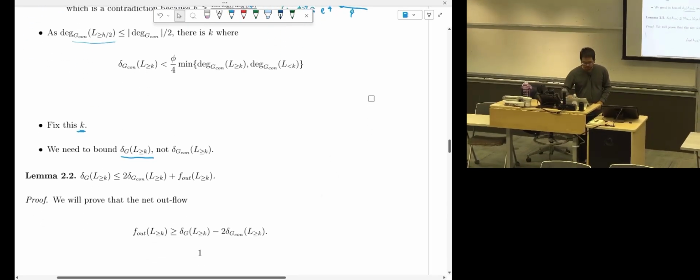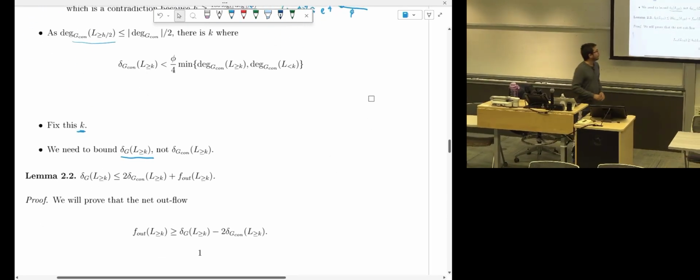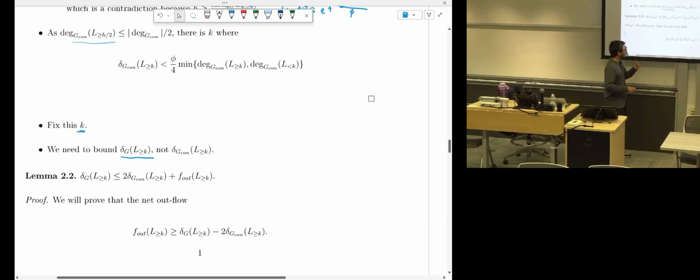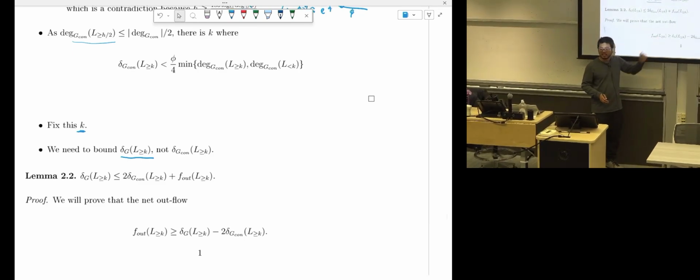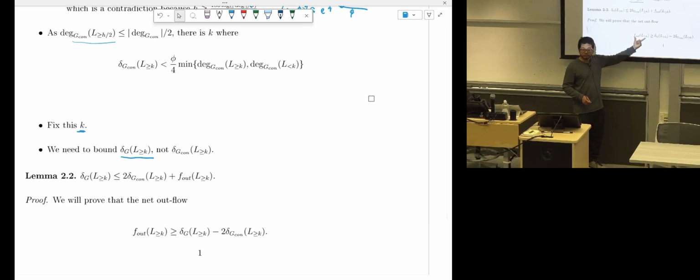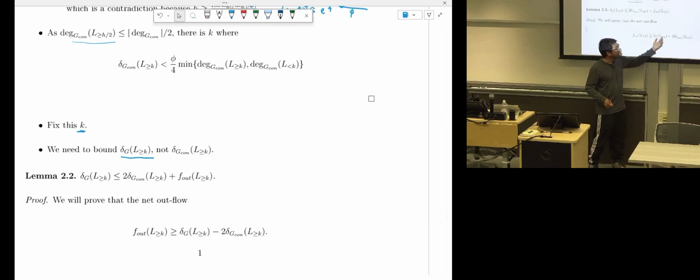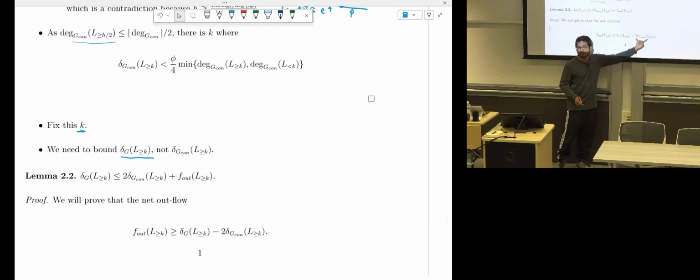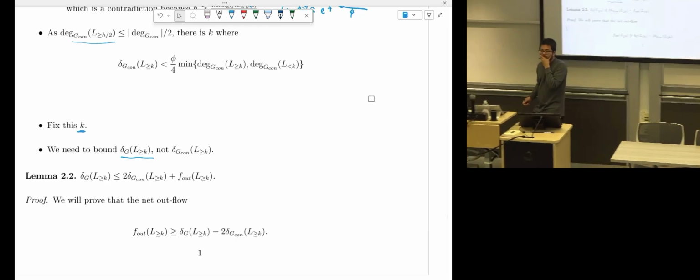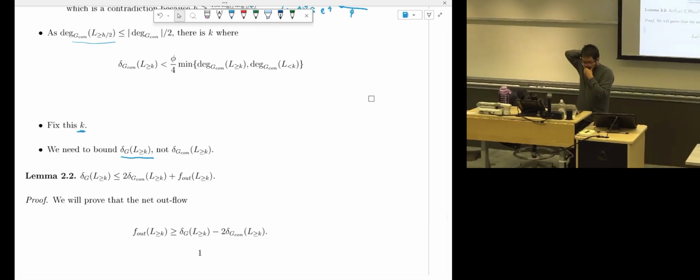So what I'm going to prove is this. Maybe interpret it like this: we're going to analyze the net flow out of the cut. I say that this net flow is at least the cut size, but it can be reduced by this much. So why is this the case?